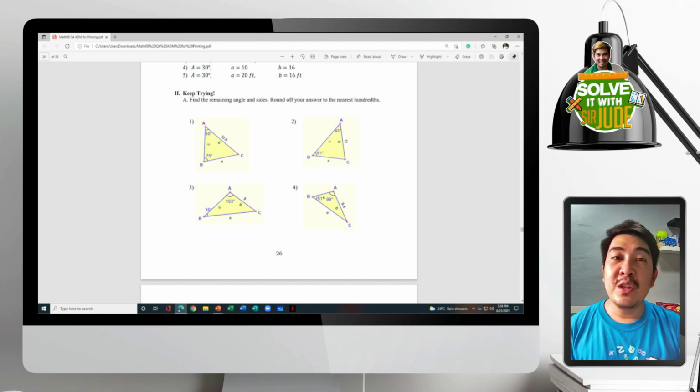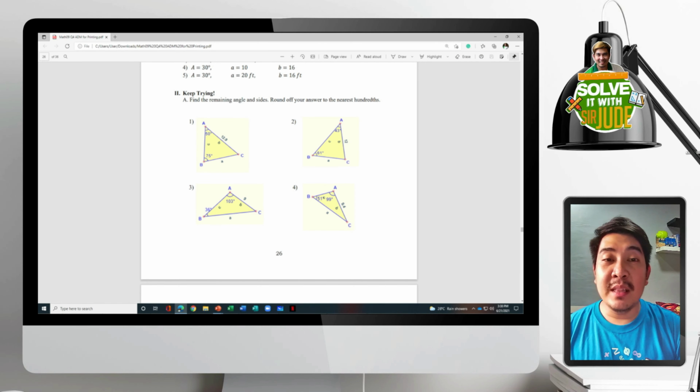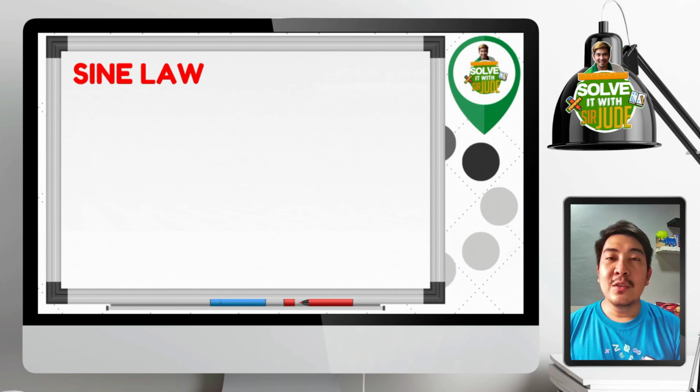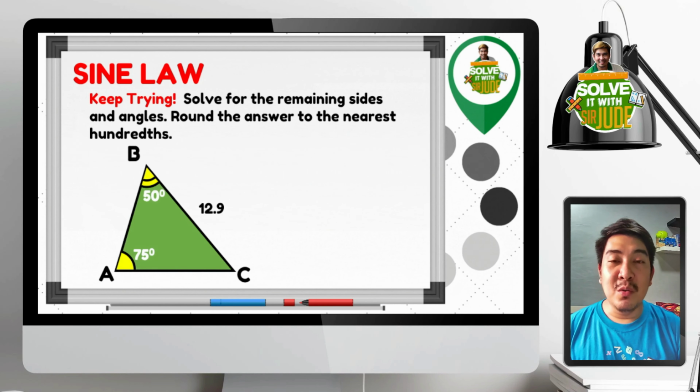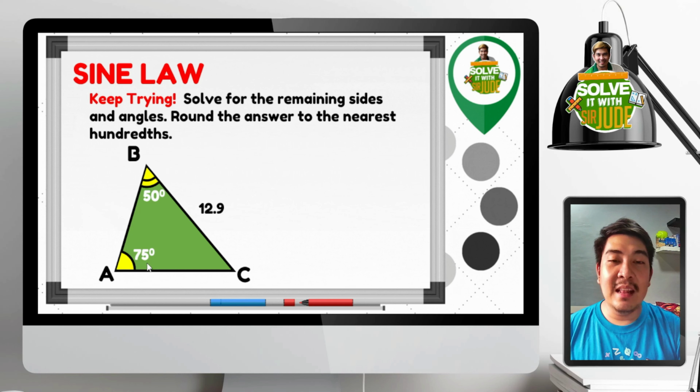Let us go over your modules and try to answer. Keep Trying letter A, page 26, numbers 1 and 3. Let us have item number 1. We are given triangle ABC. The triangle is an acute triangle. Angle A measures 75 degrees, angle B is 50 degrees, and side a, or segment BC, measures 12.9.